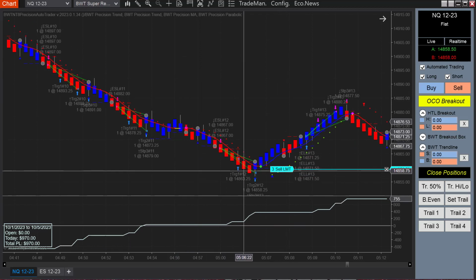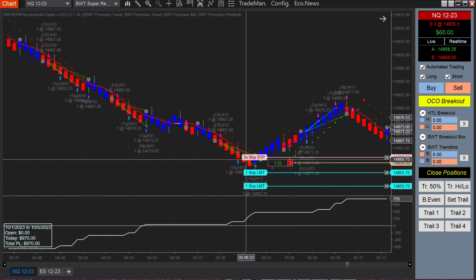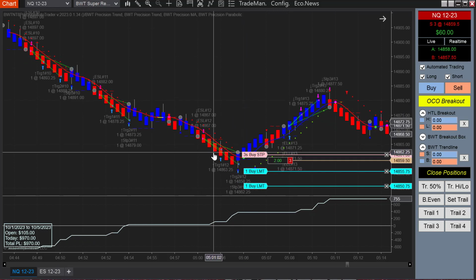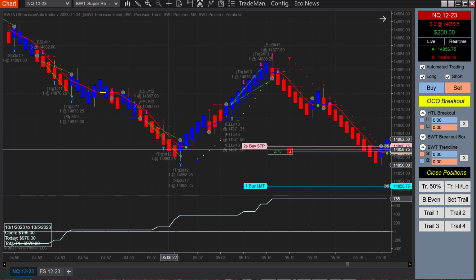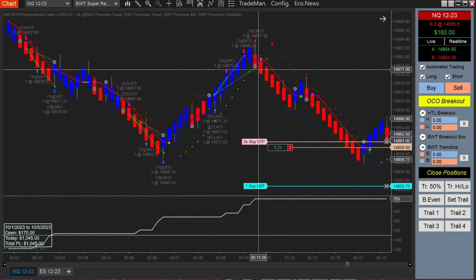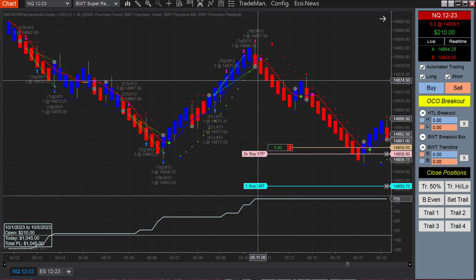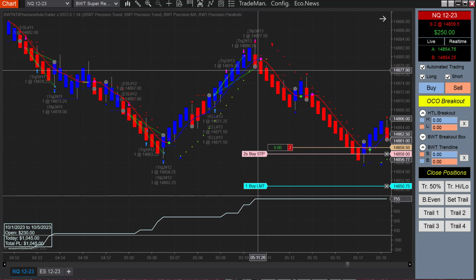Okay, next trade, same thing. This actually worked in our favor right here at the volatility stop. And then this one closed, I think because of the parabolic or the volatility stop. It's hard to tell on this one. Now this closed because of the volatility stop.